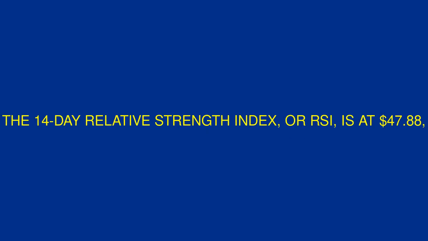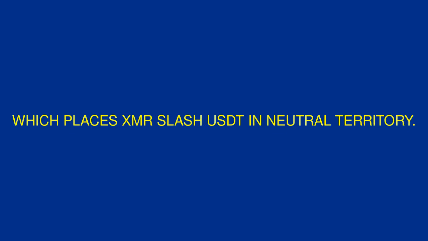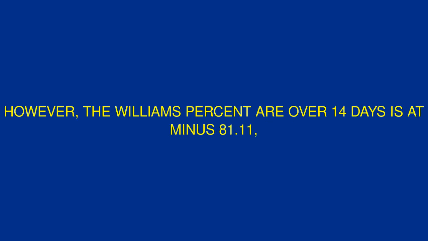The 14-day Relative Strength Index, or RSI, is at 47.88, which places XMR/USDT in neutral territory. It's not overbought, nor is it oversold, so there's no extreme momentum in either direction right now. However, the Williams %R over 14 days is at minus 81.11, which is very close to the oversold threshold of minus 80. This could hint at a potential bounce in the near term if buying pressure picks up.